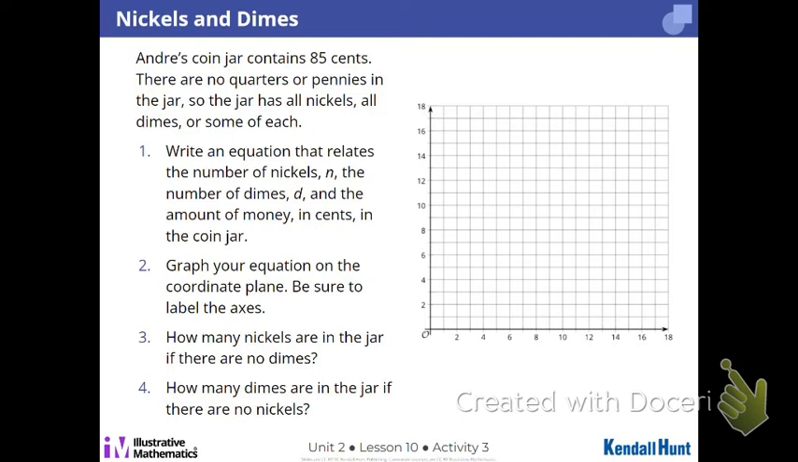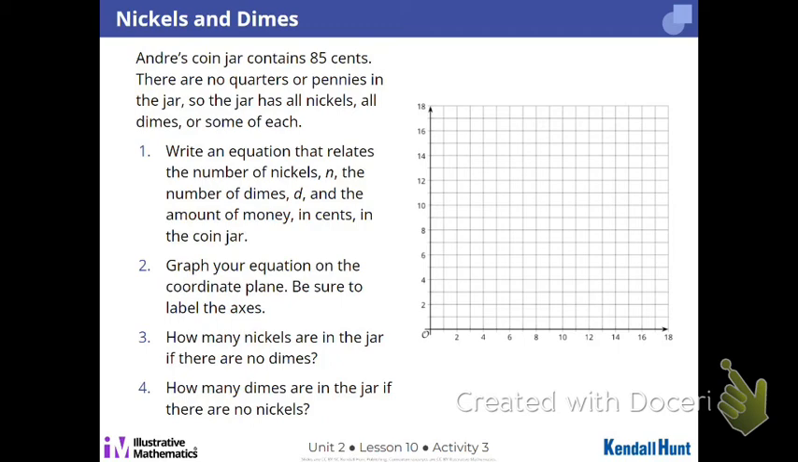Andre's straight rich. He got 85 cents. And it's only nickels and dimes because his parents steal the quarters for shopping carts at Aldi, okay? So you're going to find combinations of nickels and dimes in this jar on the back of your notes page with your partner. I'm going to give you 2 minutes. It's going to go quick.